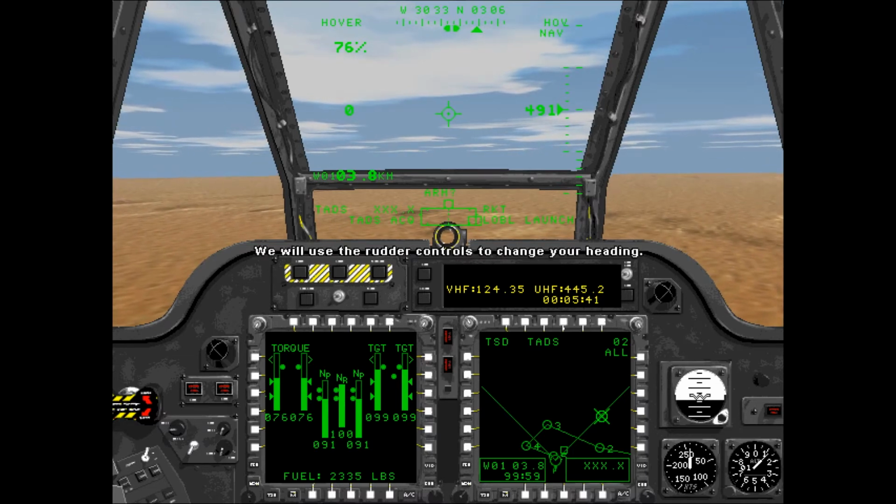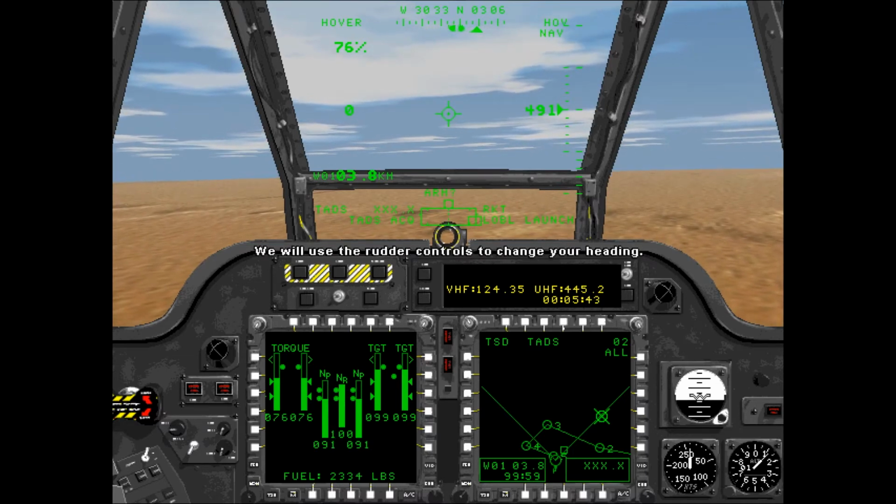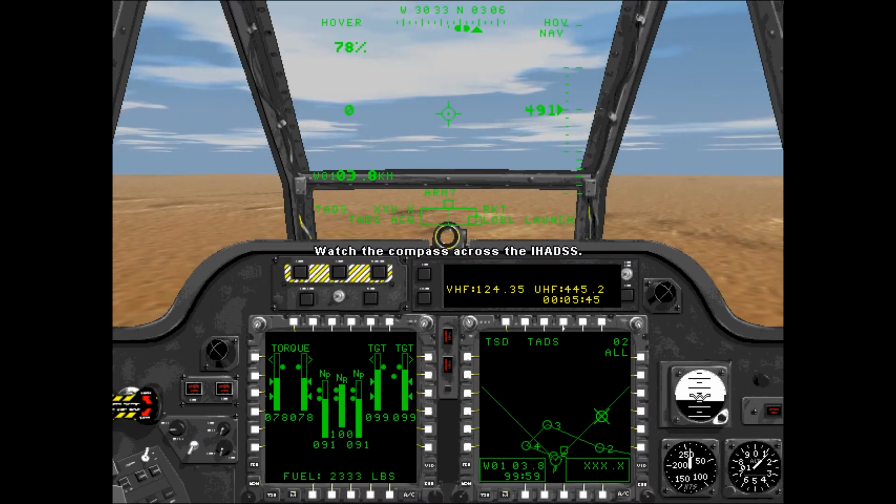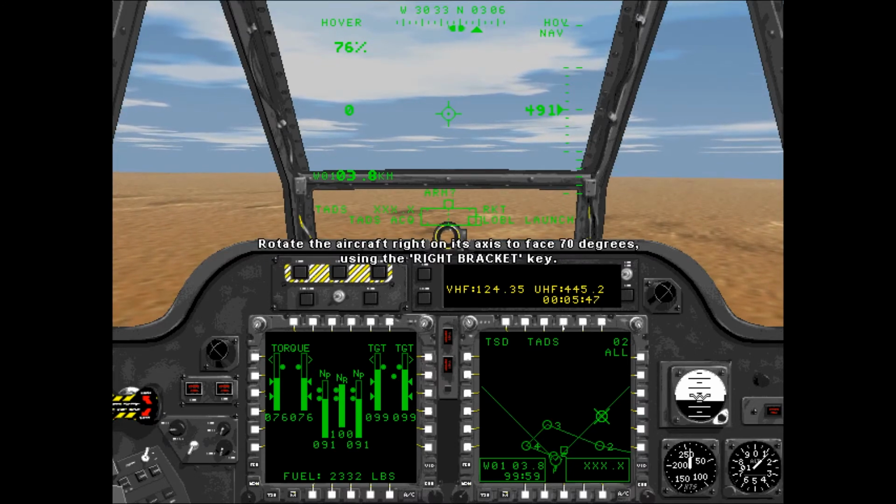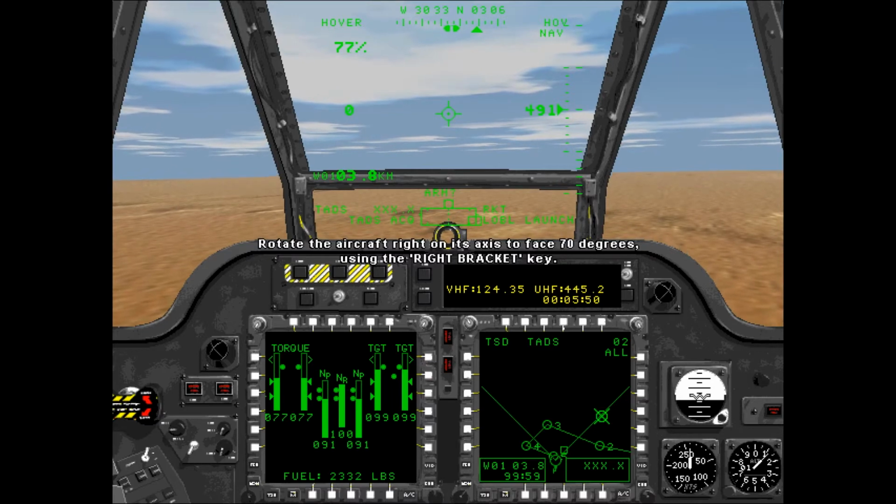We will use the rudder controls to change your heading. Watch the compass across the eye-hands. Rotate the aircraft right on its axis to face 70 degrees using the right bracket key.